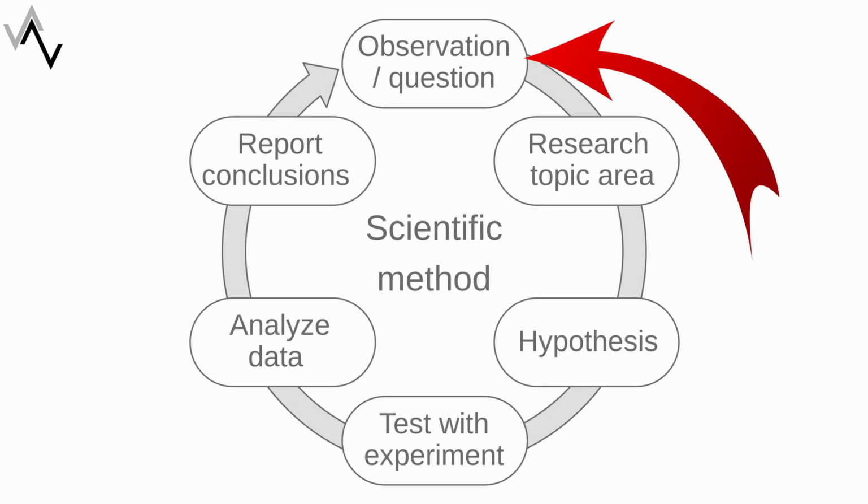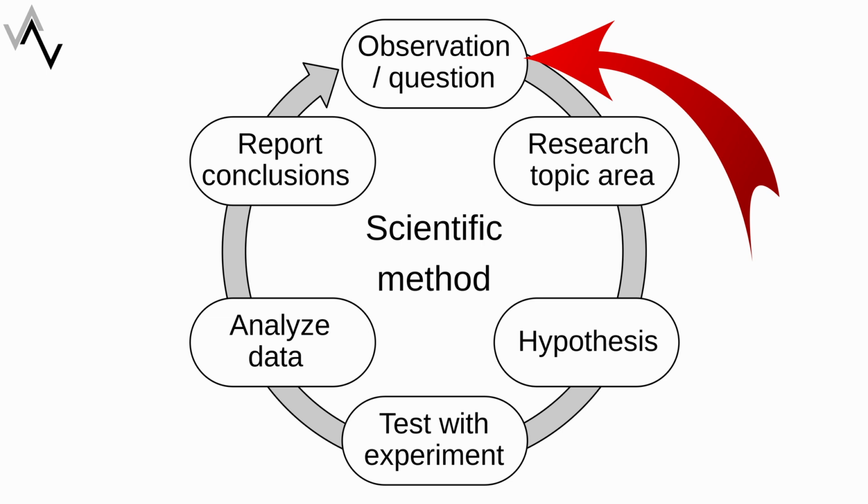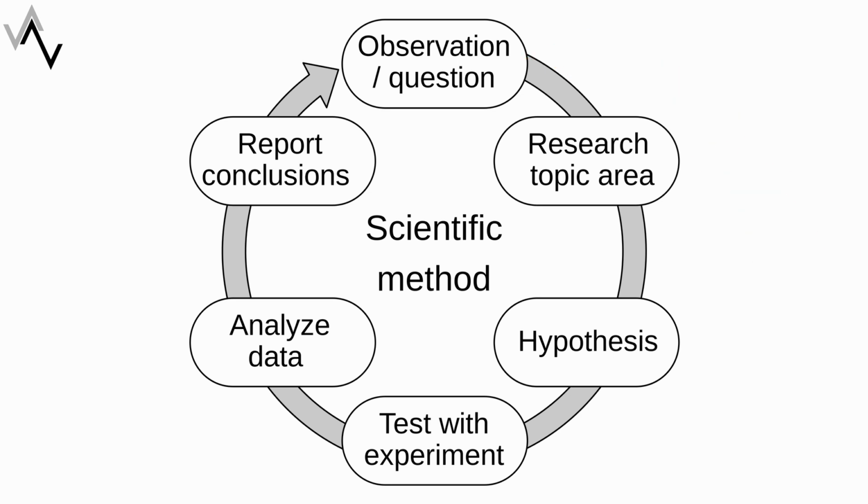Step 1. Observation. The first step in the scientific method is making observations. Scientists carefully observe and identify a specific phenomenon or problem they wish to investigate. For example, let's say a researcher notices that plants in a certain area are growing taller than plants in a different area.